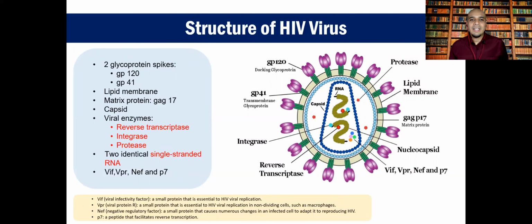Inside the envelope, there are matrix protein and capsid. In the capsid, there are two copies of single-strand RNA, which carries the genetic materials of the virus. Apart from that, there are three viral enzymes that are essential for the maturation and replication of the virus, namely integrase, reverse transcriptase, and protease.